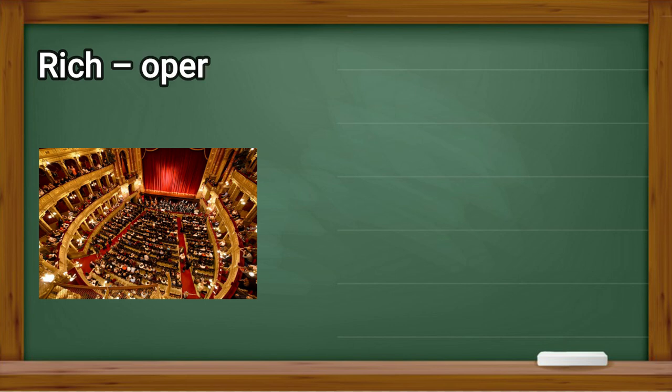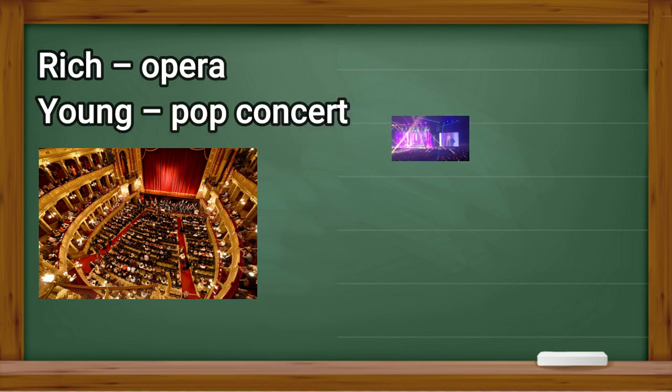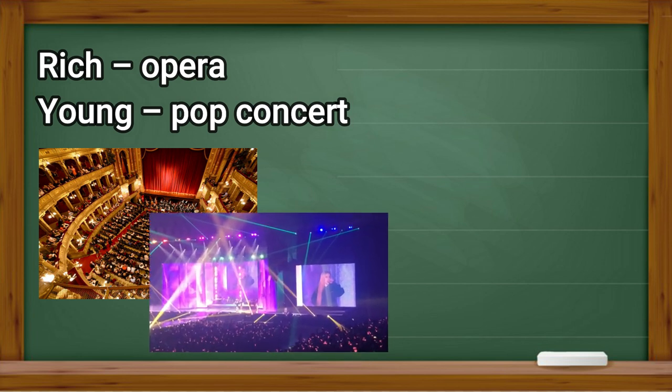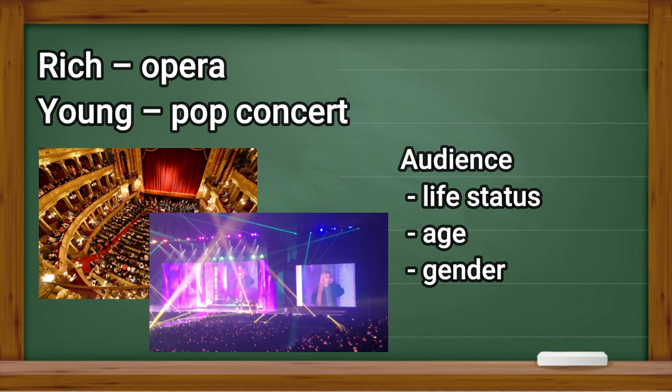We have different audiences in every genre of theatrical play. Usually, a rich audience watches classical opera, while a young audience is more interested in concerts like a K-pop concert. Audience differs in life status, age, and even gender.